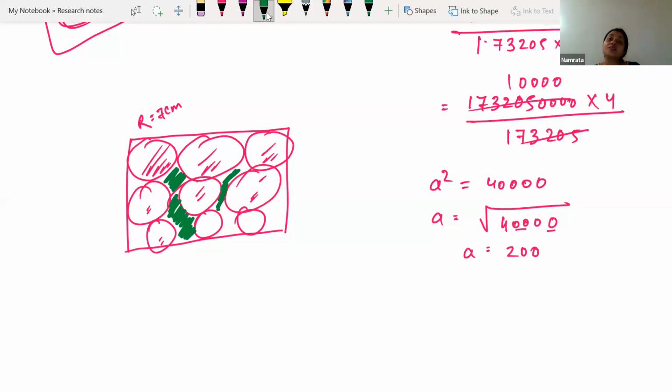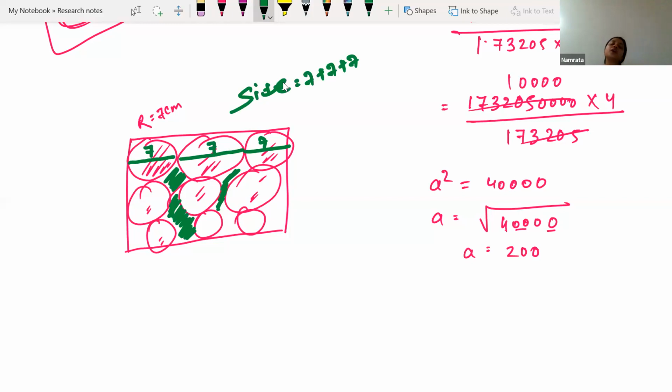Do we know the side of the square? No, we don't know the side of the square, but we can find it by taking this as a 7, this as a 7, and this as a 7. So the side of the square will be 7 plus 7 plus 7. Is it okay? Once we know the side of the square, we can easily find the area of the square.